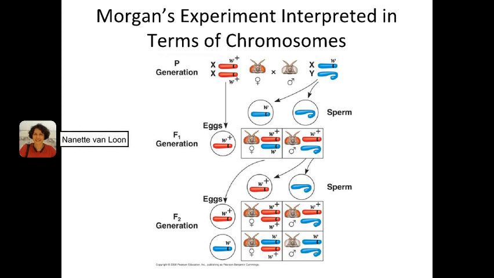Now let's combine the information from the physical characteristics, from eye color, with information from chromosome behavior. So let's take a look. We have the P generation here on top, the parental generation, and the female, her chromosomes look like this. She has 2 X chromosomes in red, and both of them are W+. So she has 2 wild-type X chromosomes.